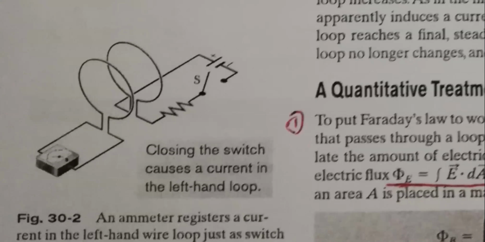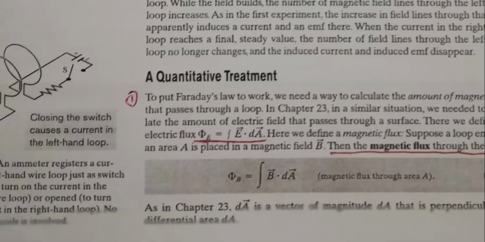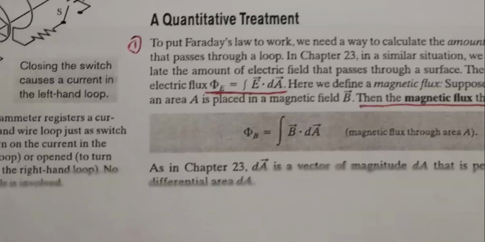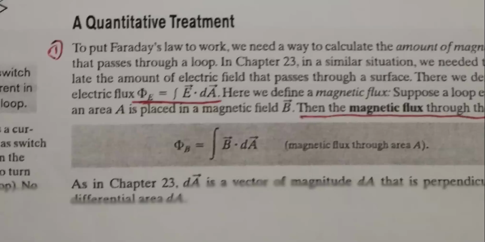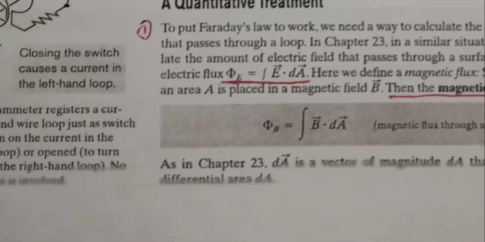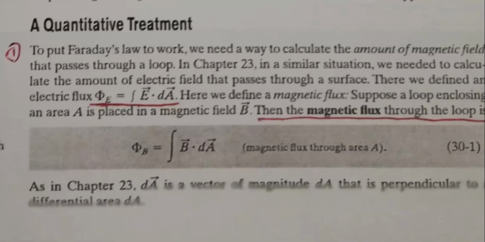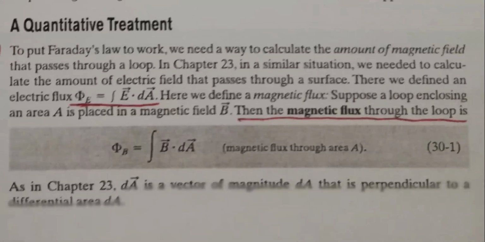Okay, so this magnetic flux, as we know, is equal to the integral of B dot dA. If you take the integral of all the B dot dA, you will find the magnetic flux phi B. Okay, please go to the next slide.